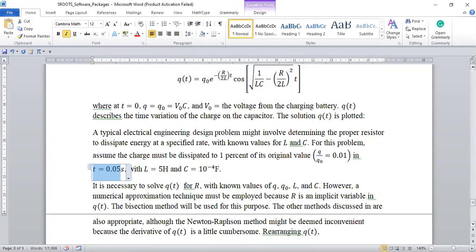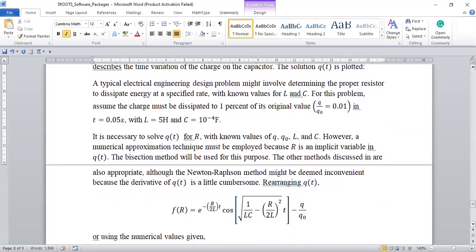So what we are going to do now is put all these values into this equation. But before we actually put them in, because we want to solve for R, we want to get the resistance that is going to give us these values of time, inductance, capacitance, and percentage charge dissipation. In order to do that, we're going to reduce this problem to finding the root.